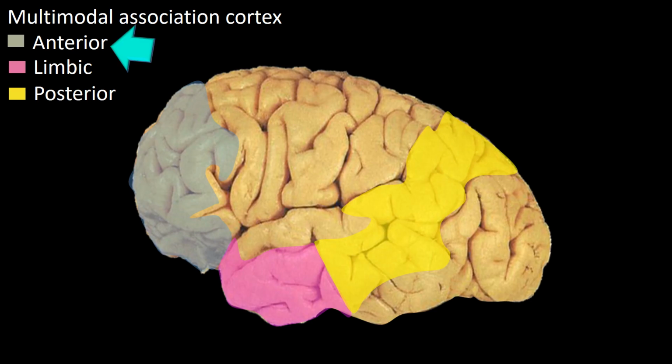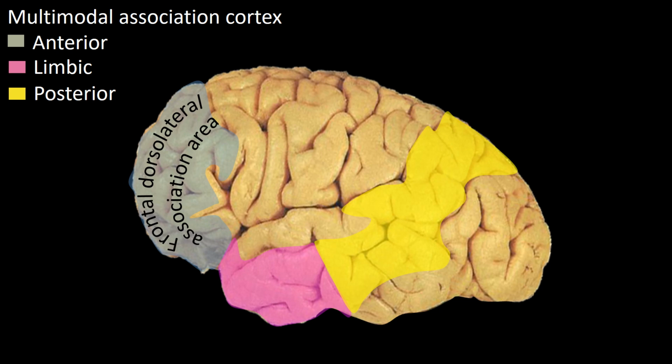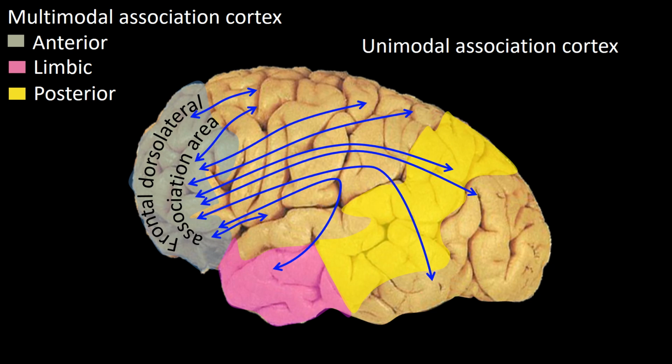In the cerebral cortex, pathology can be localized, as we just mentioned, at 2 sites. The most likely site is a region of the anterior multimodal association cortex, indicated by the arrow, called the frontal dorsolateral association area. This area is heavily interconnected with the multimodal association limbic and posterior cortices and with unimodal association cortices in the lateral surface as represented here, but also with those in the mesial surface of the ipsilateral hemisphere and with the contralateral frontal dorsolateral association area.